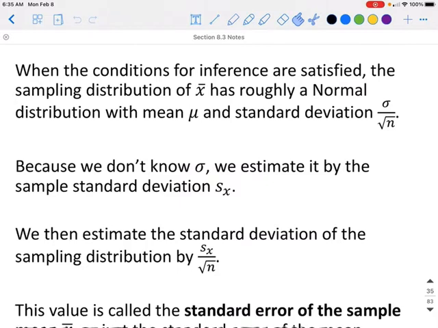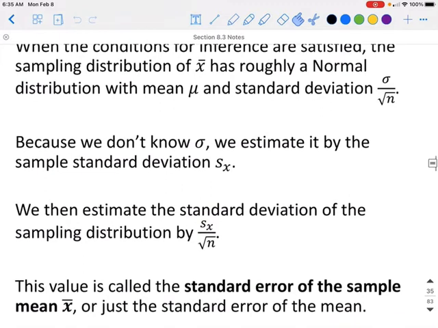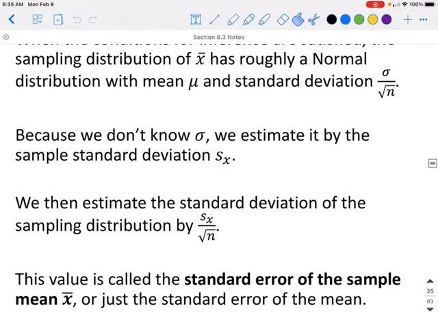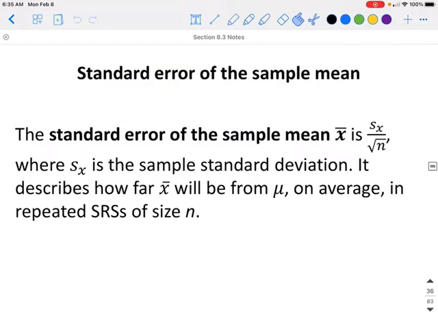So when we're doing this estimation, we then estimate the standard deviation to be S sub x divided by the square root of n. This value is called the standard error of the sample mean x bar, or just the standard error of the mean. So to find your standard error of the sample mean x bar, you do the sample standard deviation divided by the square root of the sample size.